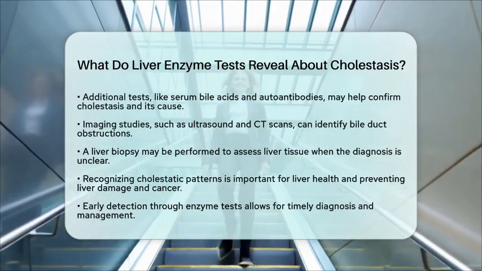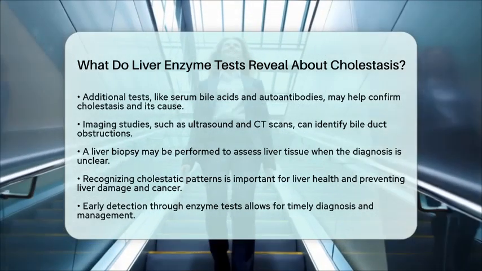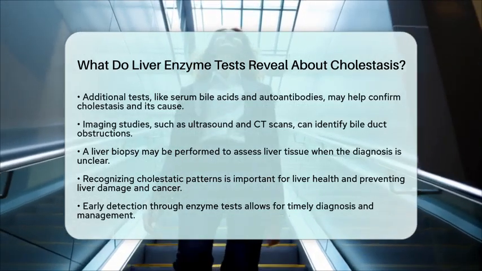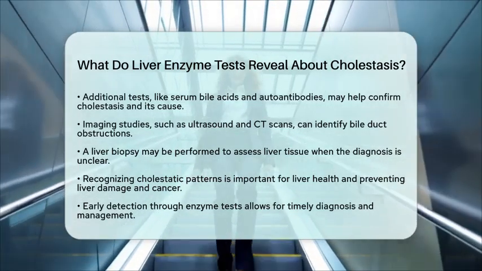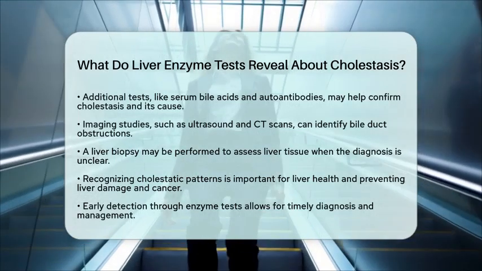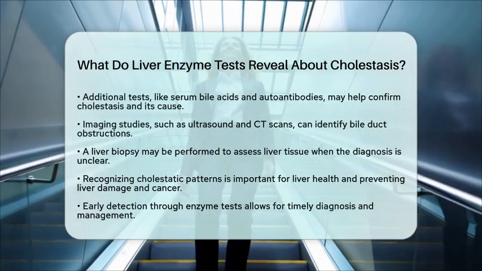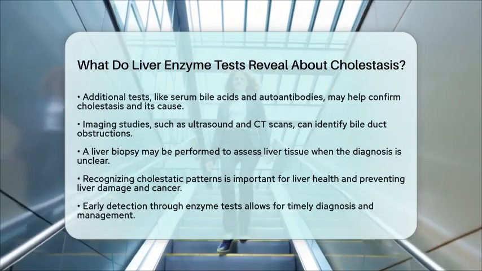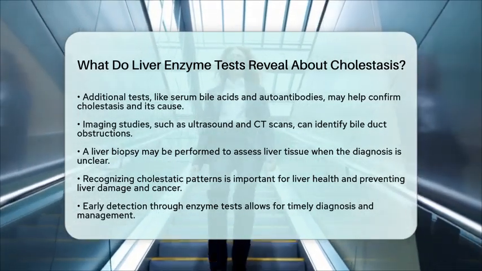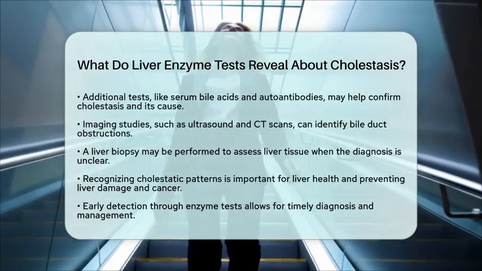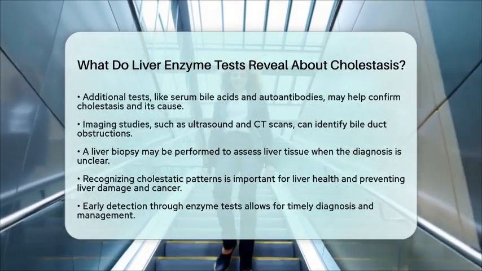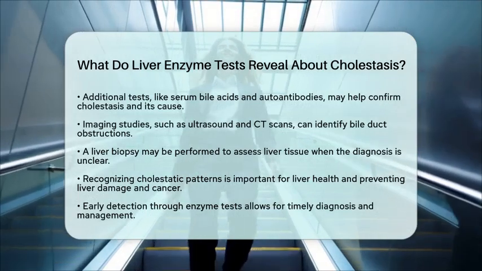In summary, liver enzyme tests reveal cholestasis primarily through elevated ALP and GGT levels, often accompanied by increased bilirubin. Understanding these biochemical markers is essential for monitoring liver health and assessing risks related to liver cancer. Always consult healthcare professionals for personalized medical advice and further evaluation.